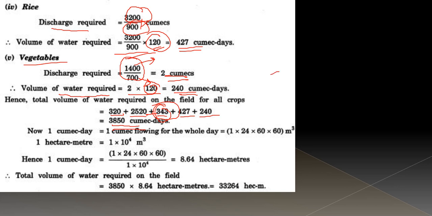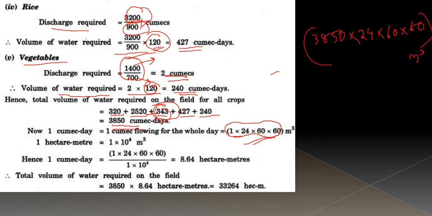So we can convert it into meter cube by multiplying this 3850 with 1 meter cube per second into 24 hours into 60 minutes into 60 seconds. So you will be getting the value as, okay, here what we need to do is first we have to convert this 3850 into meter cube, that is equal to 3850 into 24 into 60 into 60, and this much volume of water is required, that is represented in meter cube.